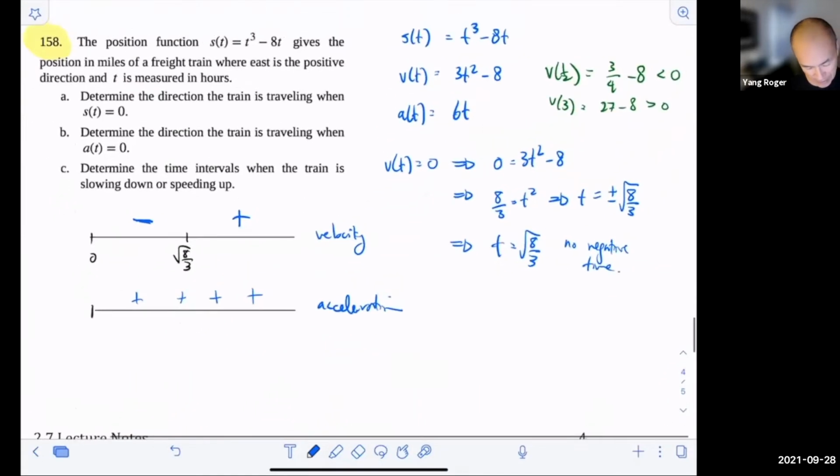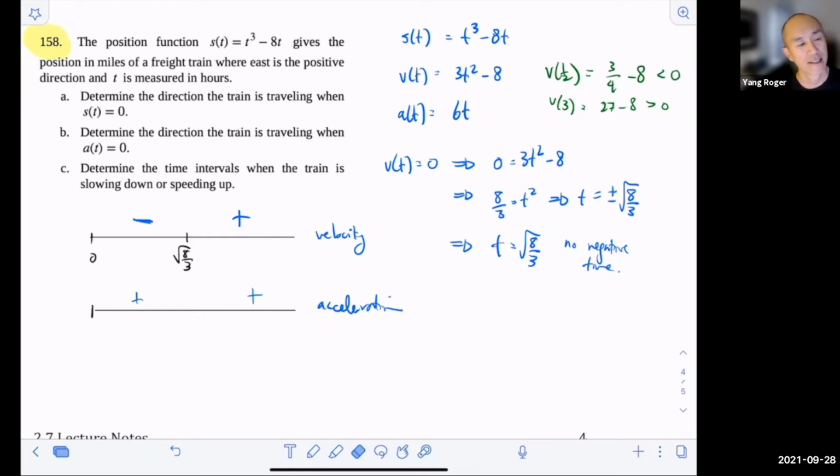So now that I have these two graphs, I can compare the signs to answer this question. I'll give you a couple moments to finish up your thoughts about this, and then we'll discuss the answers in a second.